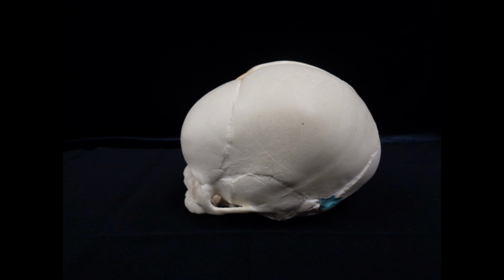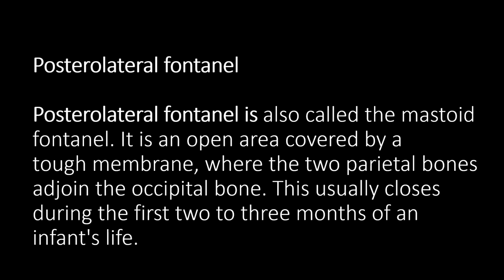Name this anatomical area. Posterolateral fontanel. Posterolateral fontanel is also called the mastoid fontanel. It is an open area covered by a tough membrane, where the two parietal bones adjoin the occipital bone. This usually closes during the first 2 to 3 months of an infant's life.